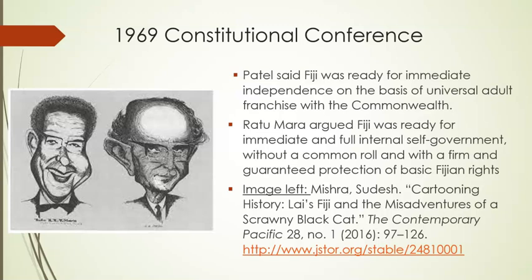In 1969, Patel said that Fiji was ready for immediate independence on the basis of universal adult franchise with the Commonwealth. Ratumara argued Fiji was ready for immediate and full internal self-government, but without a common roll, and with a firm and guaranteed protection of basic Fijian rights. So essentially both parties hadn't changed in their demands.